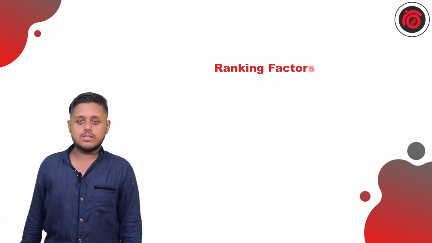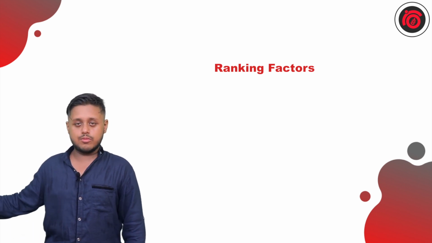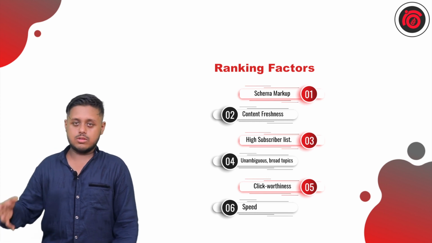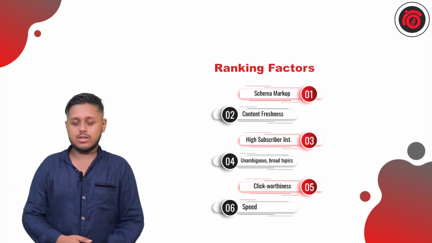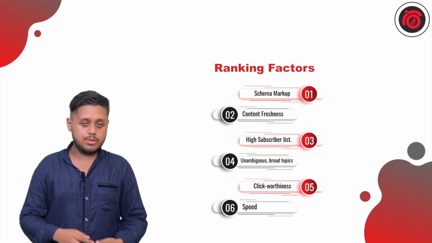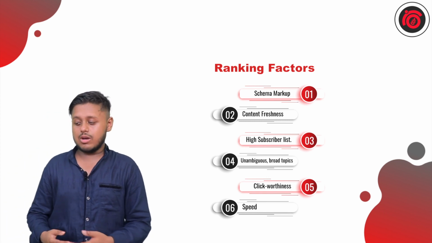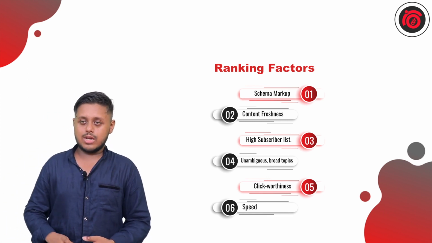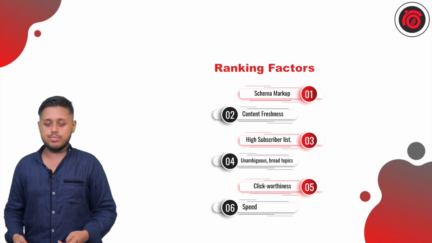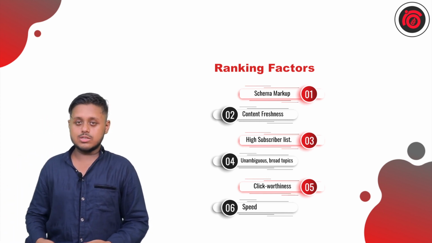Some of the ranking factors in Google Discover: first of all is Schema Markup, where you have to make sure that your articles have proper article schema. Second would be to have a high subscriber list. If you have a good number of subscribers, it means that you have an engaged audience. So that's a good way to have your articles show up in more and more people's Google Discover feeds.